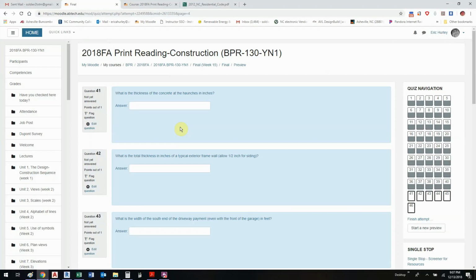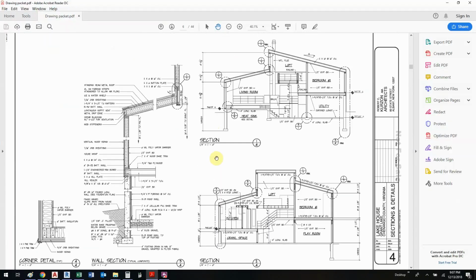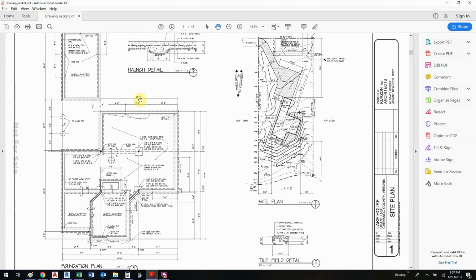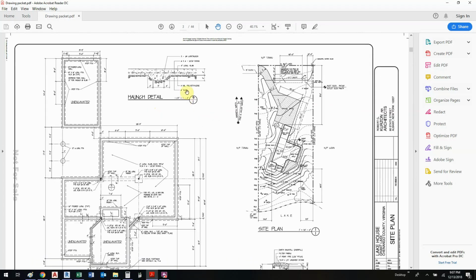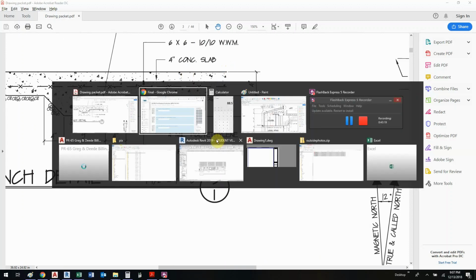What is the thickness of the concrete at the haunches in inches? So we go to the haunch detail, back up here at the beginning, haunch detail, and we're looking at 4 plus 4 is 8.